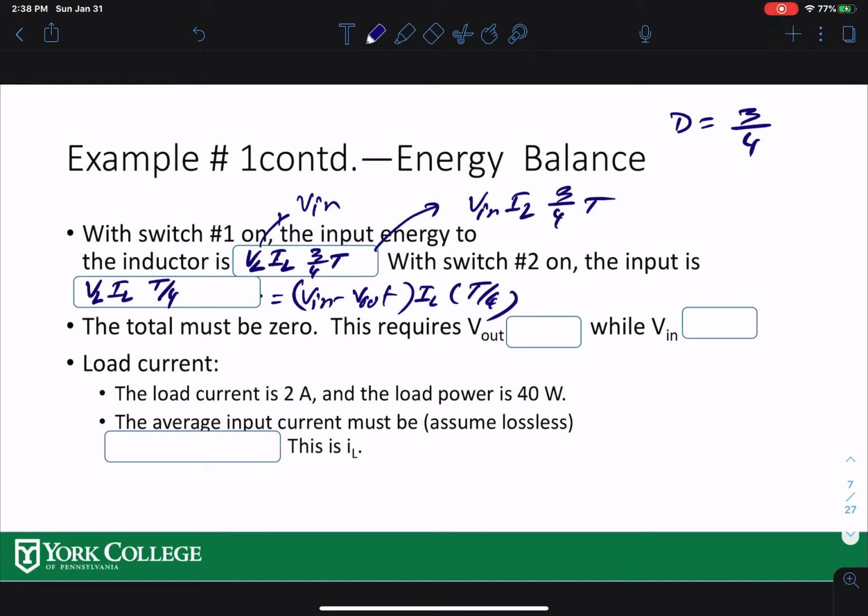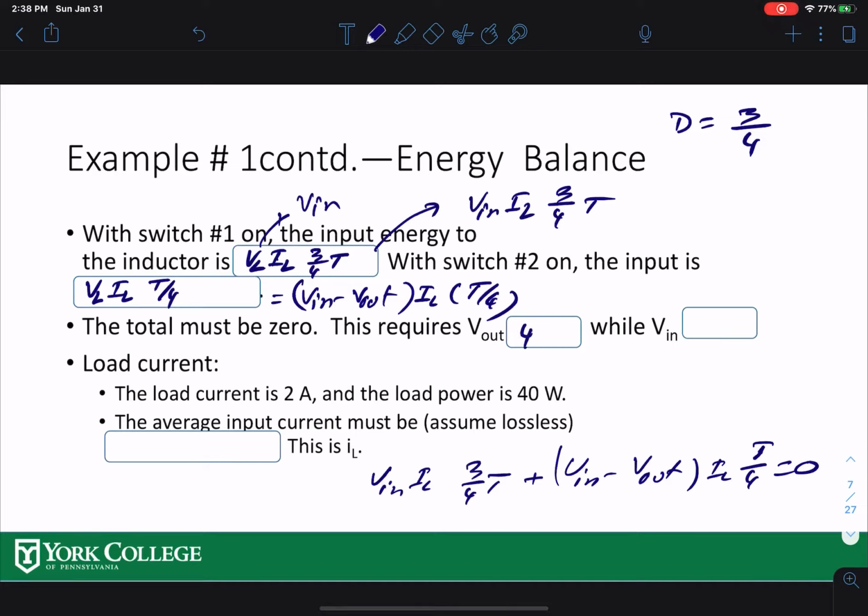So again, if we add this to the two switching cycle, if we add this on and off switch, this should be 0. If we make it 0, then if we equate them, V in IL 3/4 T plus (V in minus V out) IL T/4 should be equal to 0, right? If we do that, your V out becomes 4 V in, and V in is 5 volts.